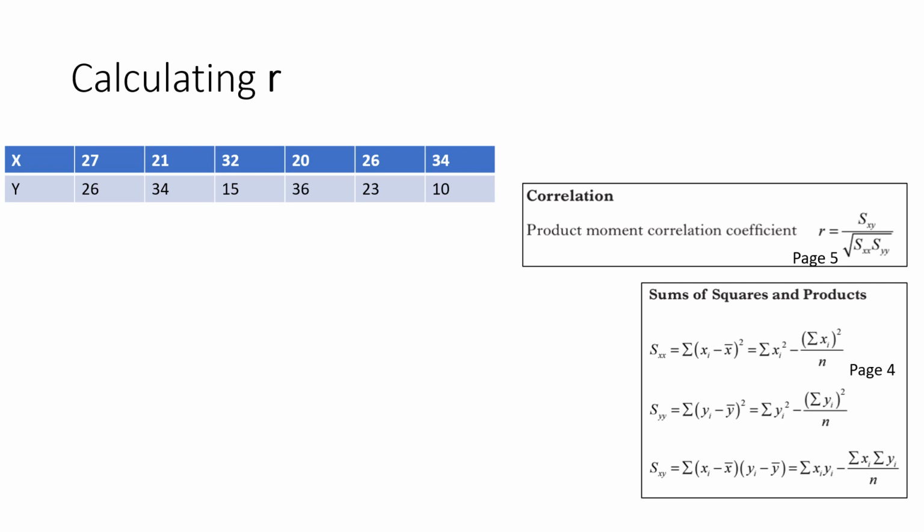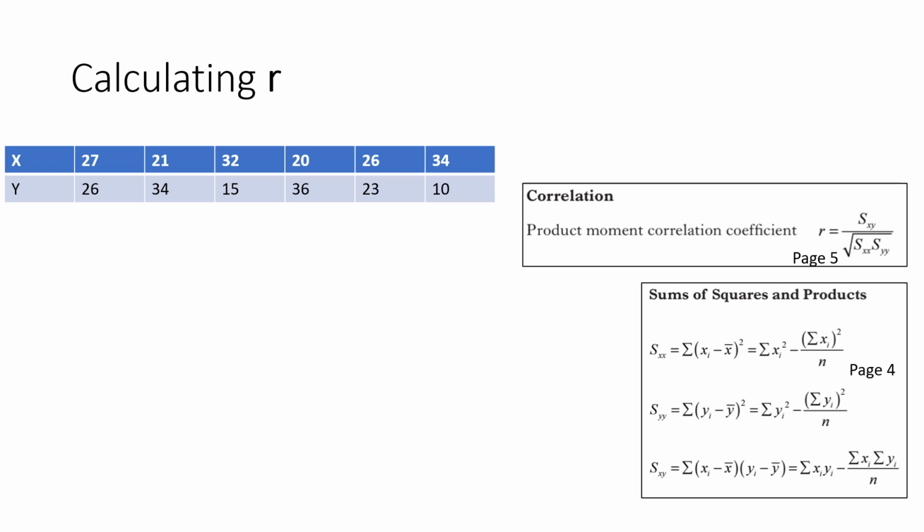Now let's calculate R. You will find the formula on page 5, and I will not go through calculating Syy, Sxx, Sxy, because this is the same data I used for my previous lesson, and I calculated it in depth there. So if you want to learn about that, watch the previous lesson before continuing on. And I will just jump straight into this.